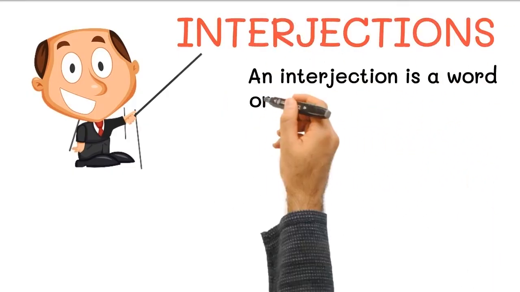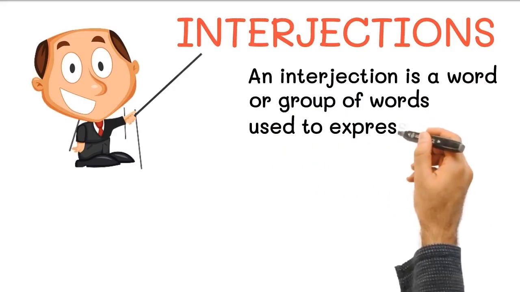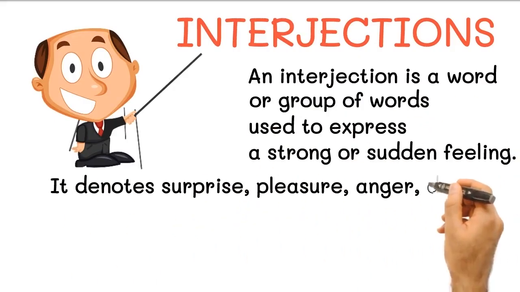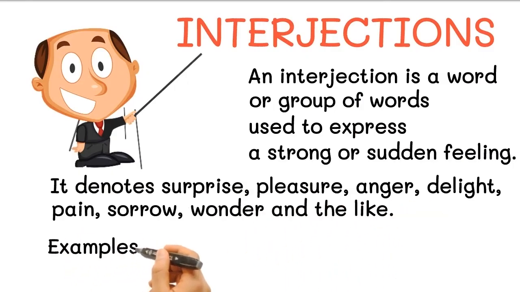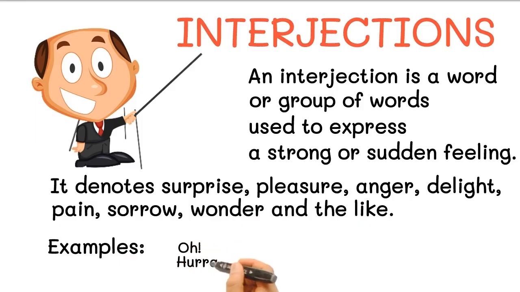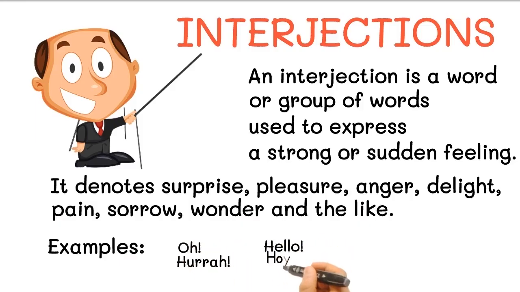Interjections. An interjection is a word or group of words used to express a strong or sudden feeling. It denotes surprise, pleasure, anger, delight, pain, sorrow, wonder, and the like. Examples are oh, hurrah, hello, hoy, so, ha.